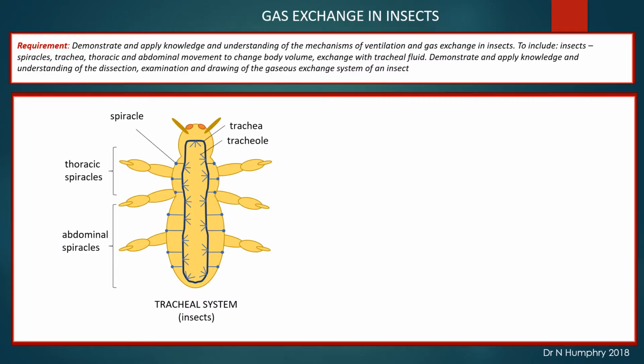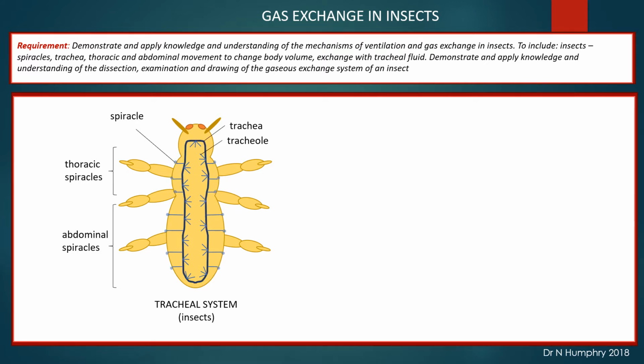To understand ventilation and gas exchange in insects, students should be familiar with spiracles, trachea, thoracic and abdominal movement, and tracheal fluid, as well as the examination and drawing of an insect dissection. Insects have an open circulatory system, so there are no blood vessels. Instead, air is supplied to the cells of the body through the tracheal system.